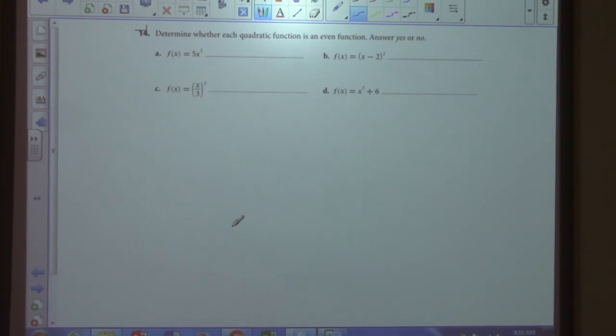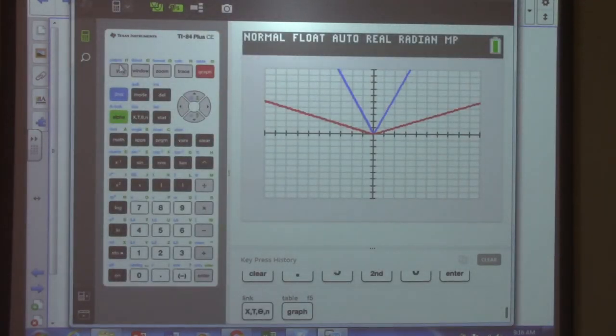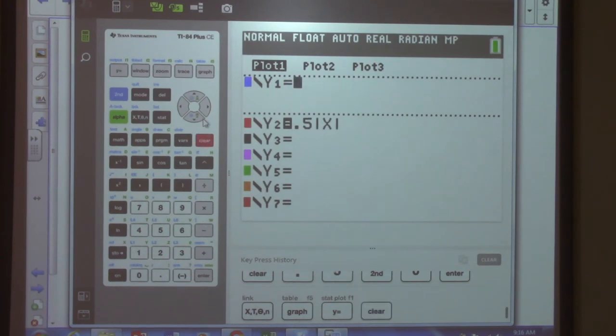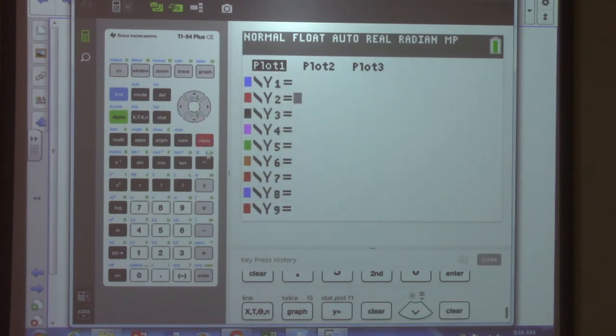Okay, let's go here. What you do is come up here and I'm going to clear these out. I'll press clear, clear. And so I'm going to put 5x squared.